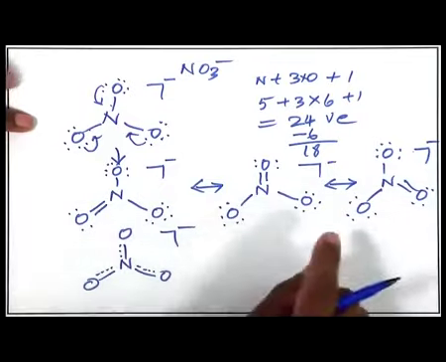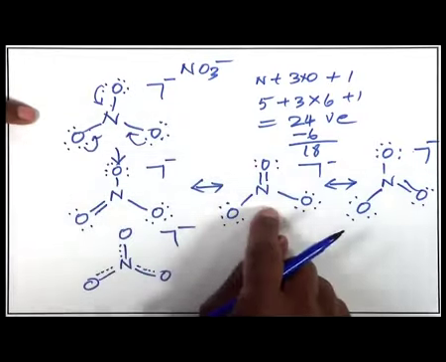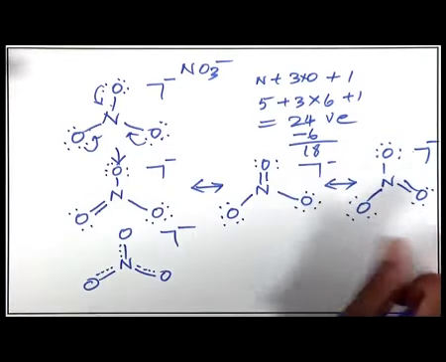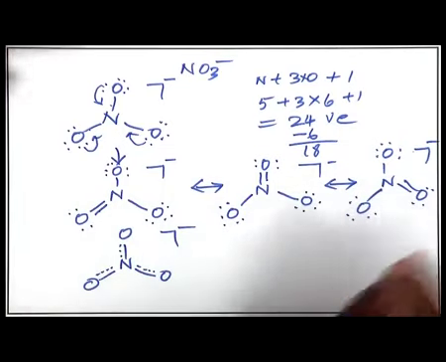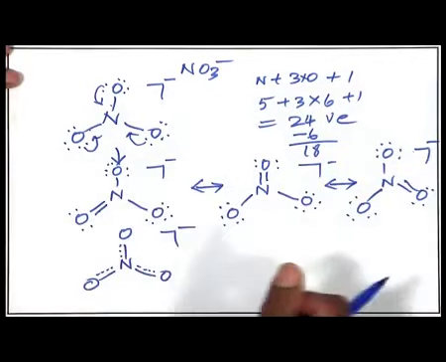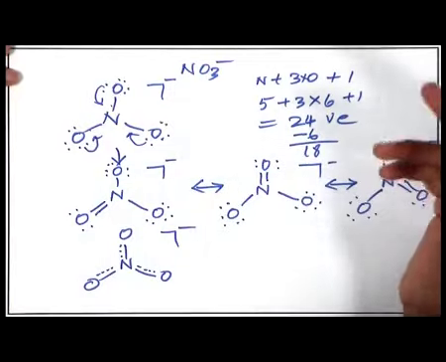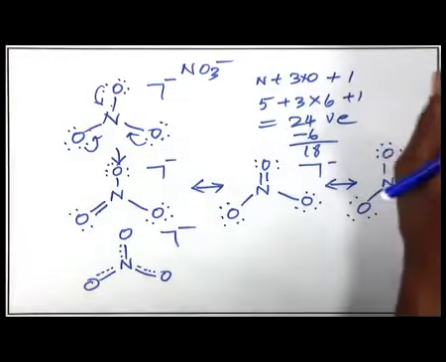For that purpose only, if you go for quantum mechanics, which we may see later on, the actual structure of NO3 minus is a combination of the wave function of this structure, the wave function of this structure, and the wave function of this structure. Then you get the net wave function, and its energy will be lower compared to the contributing structures. So these structures are also called contributing structures.